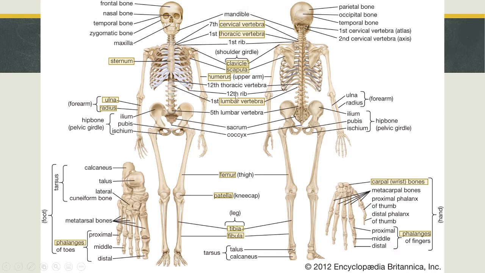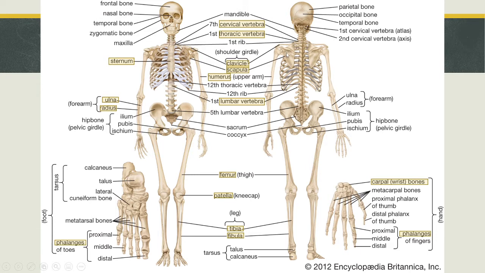Then just a few more here. Let me do these middle ones. Your clavicle is what's also commonly known as your collarbone. That's this one right here. That's, from what I understand, the easiest bone in your body to break, your clavicle. And then your scapula is your shoulder blade. That's that right there. A lot easier to see from the back.